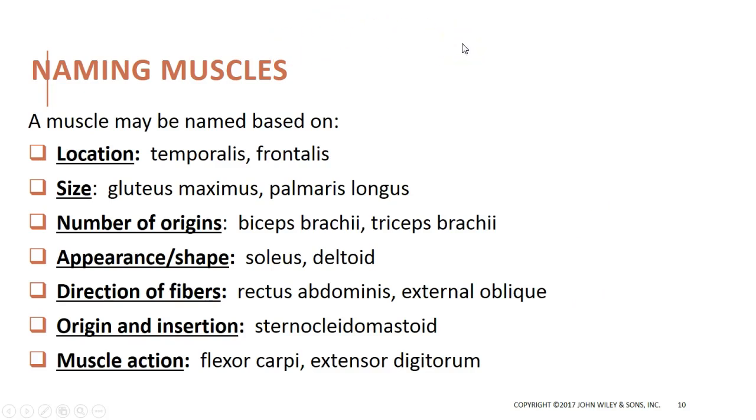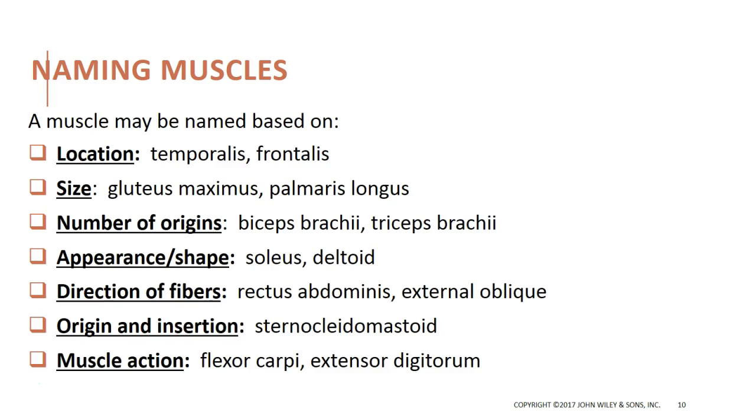And then finally, we'll take a quick look at some of the characteristics that are used for naming muscles. Some muscles are named according to their location in the body, such as the temporalis, which is located over the temporal bone, and the frontalis, located over the frontal bone. So these are two of the muscles of the skull. The size of muscles can also be part of the naming of a particular muscle, the gluteus maximus. So the gluteal muscles are what we commonly call the butt muscles, and maximus, large. Palmaris longus, a long muscle associated with the palm.